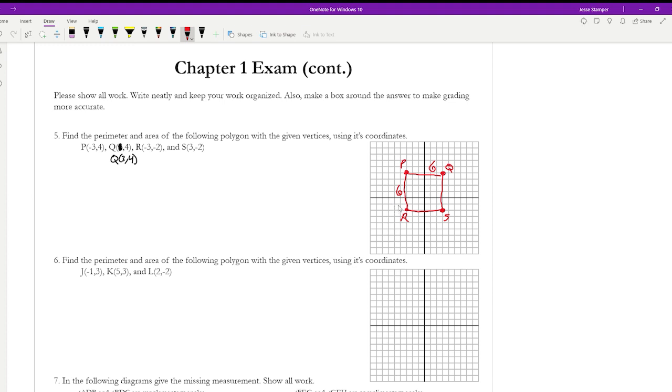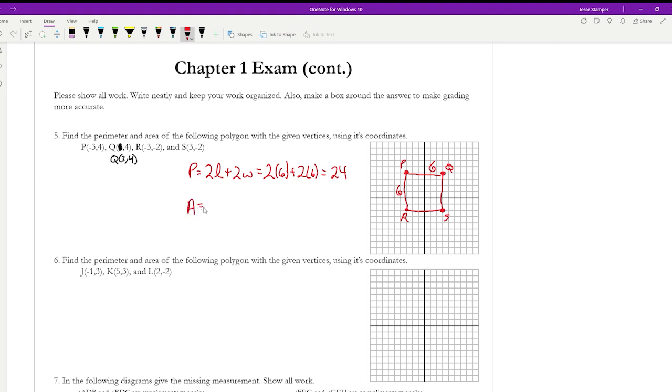Now note that we can do this because PQ is a horizontal line. It has the same y value. PR is a vertical line. It has the same x value. So because of that, we can just count them and yay, we're done. All right. So that means our perimeter equation is 2 times the length plus 2 times the width, which is 2 times 6 plus 2 times 6. Well, that adds up to 24. Yay.